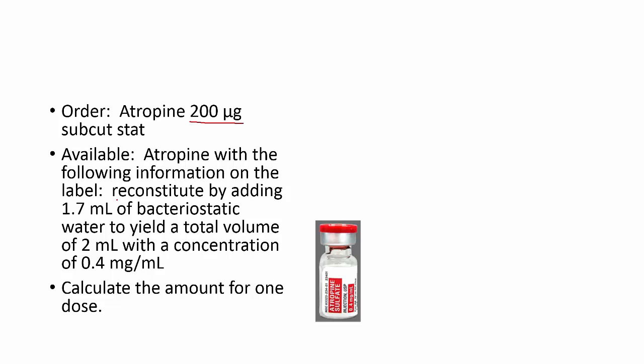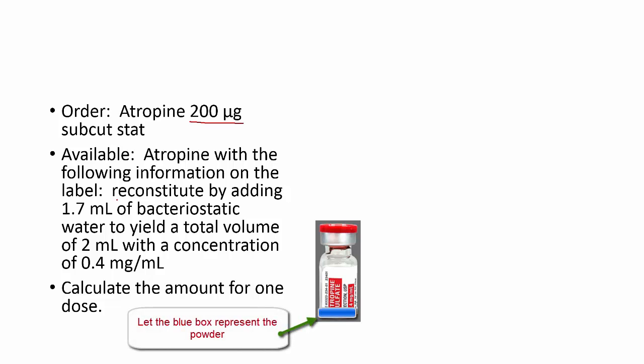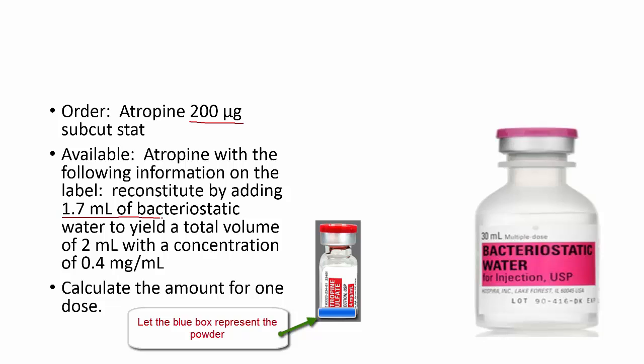To reconstitute means that we have a powder, and we need to add liquid to make it a usable form of the medication. Specifically, we need to add 1.7 milliliters of the bacteriostatic water. So I take a syringe, I add air to the container first, and then I pull out 1.7 milliliters of the bacteriostatic water. I make sure to use sterile technique and all that. Then I add the 1.7 milliliters of the bacteriostatic water to my medication.